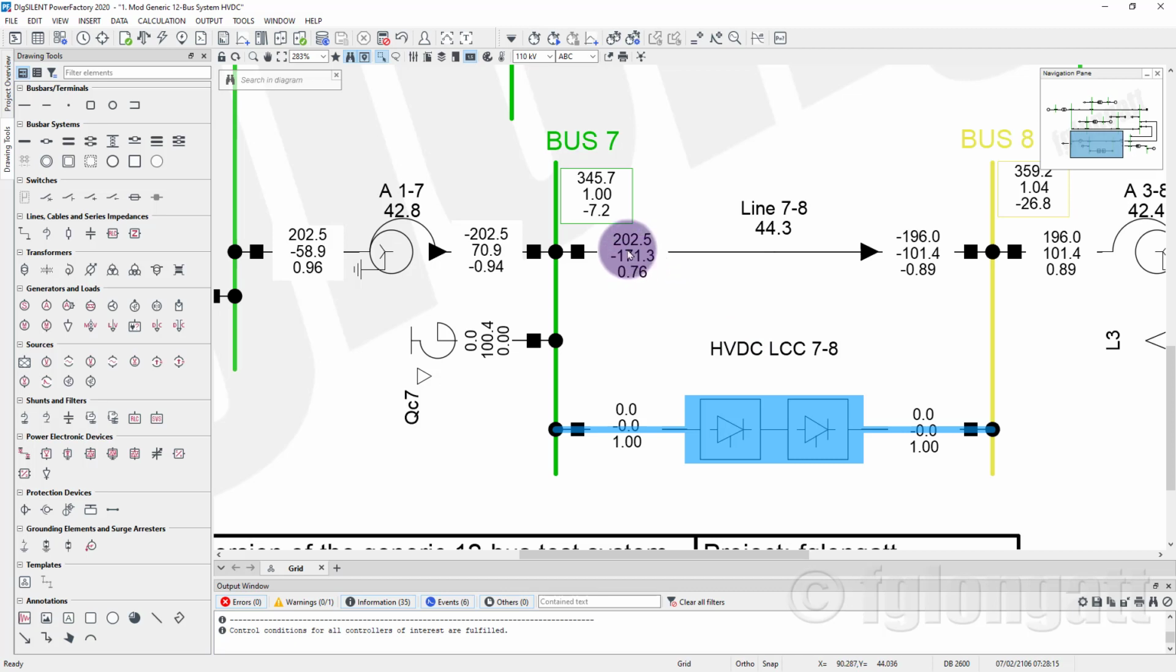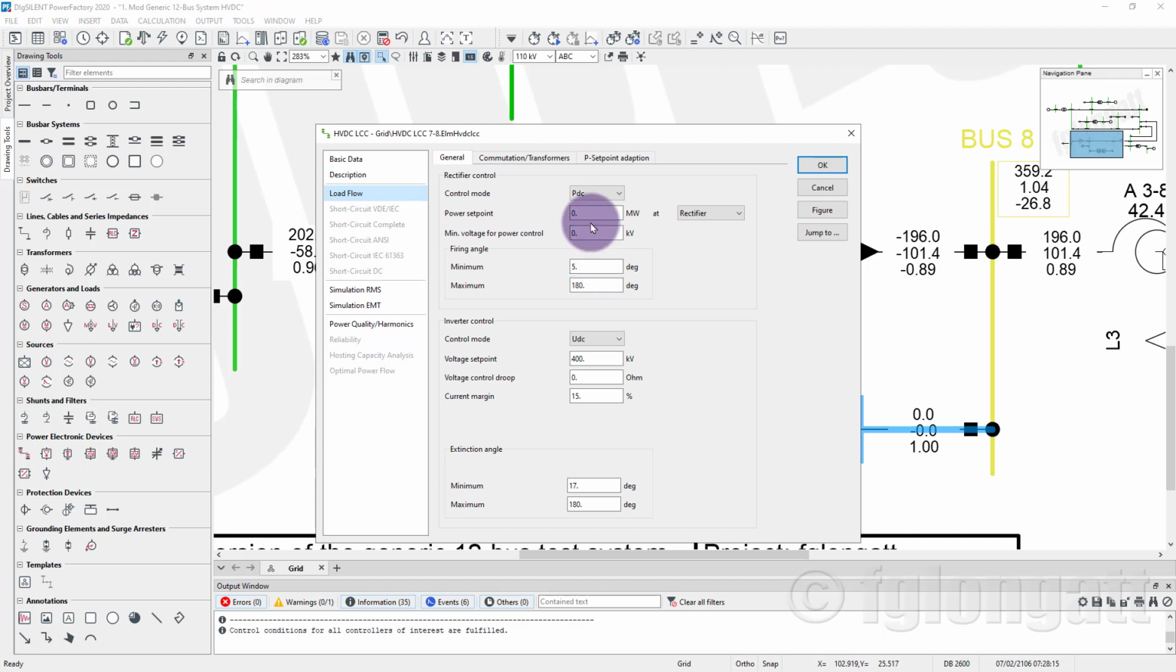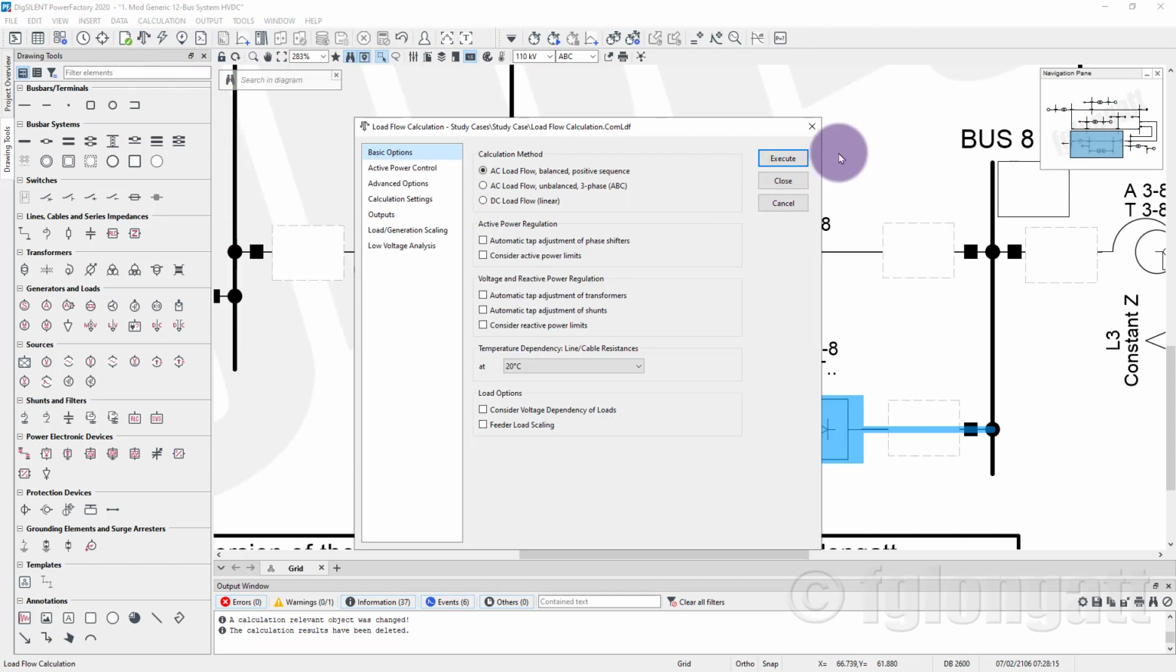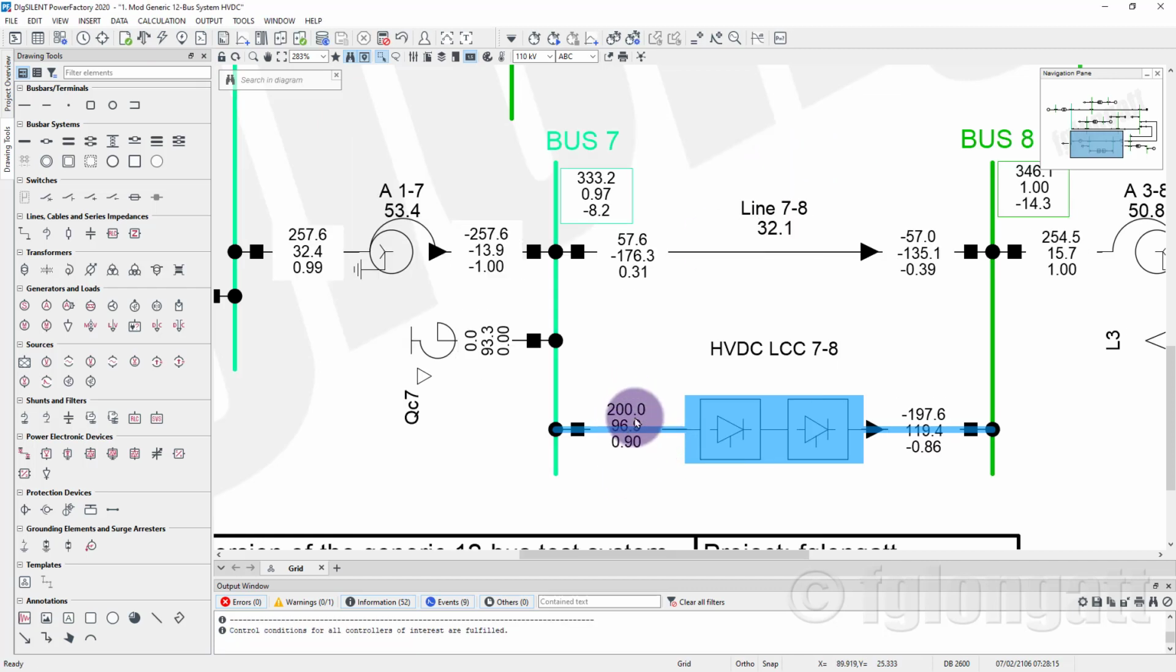And as you can see, I can control the DC link to 0, and the situation comes back to the original 202 megawatts going across the AC line, okay? What I am showing you is that the DC system can be controlled from 0 power, and right now we are changing the DC link to 200 megawatts, and we got 200 megawatts on the DC link, but we are still having 57.6 megawatts on the AC line, okay?